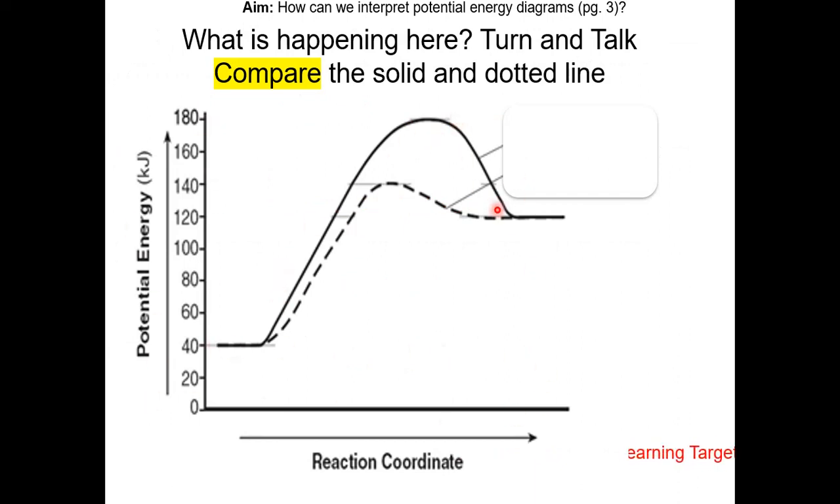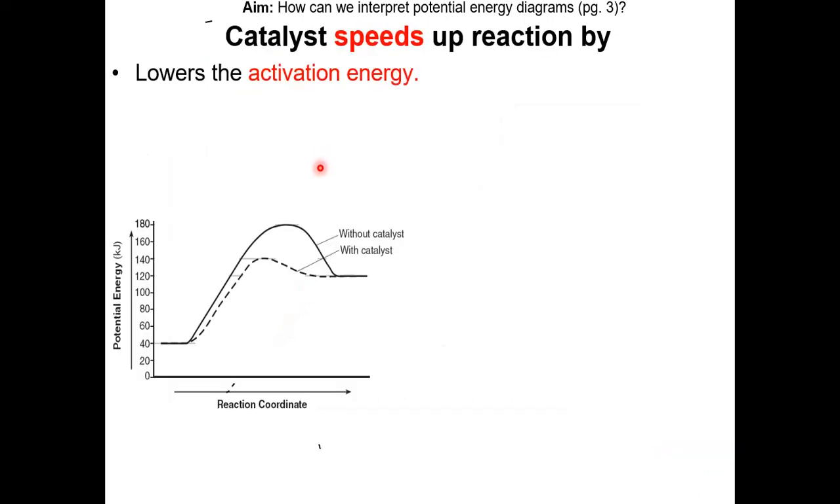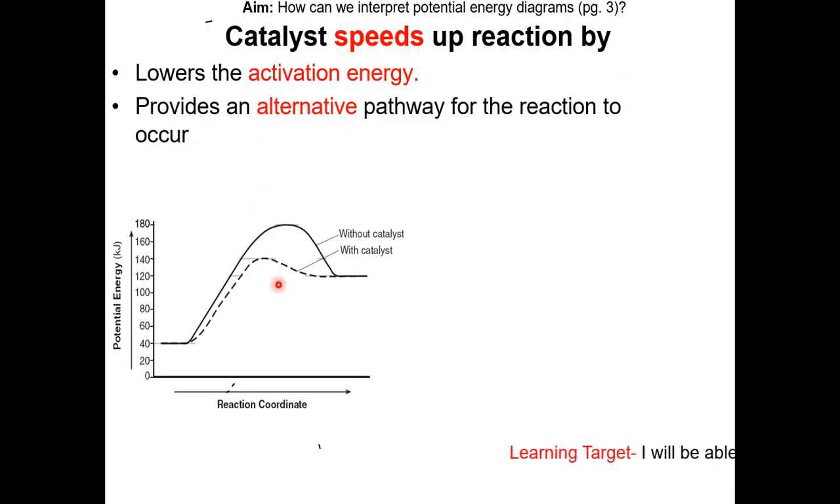Compare the solid line with the dotted line. What are the similarities and differences? The solid line represents without a catalyst, and the dotted line represents with a catalyst. A catalyst speeds up the reaction by lowering the activation energy. Notice that the hill is smaller. It provides an alternate pathway for the reaction to occur.